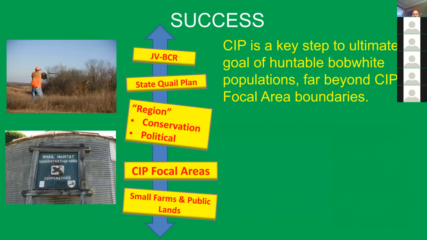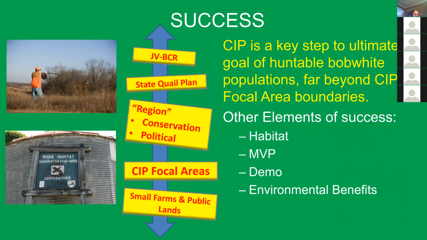And that gets to this whole point of the purpose of CIP. It is a key step in showing what can be demonstrated. But really, the overall long-range goal is to have huntable populations far beyond those SIP boundaries. So it's just the first step in trying to make quail restoration and decent quail populations just a byproduct of management, regular agricultural management.